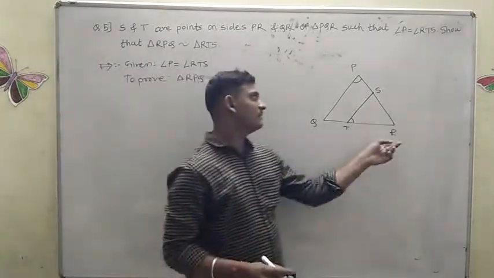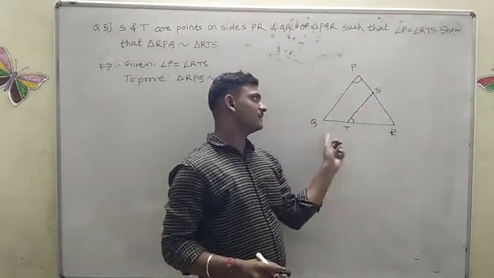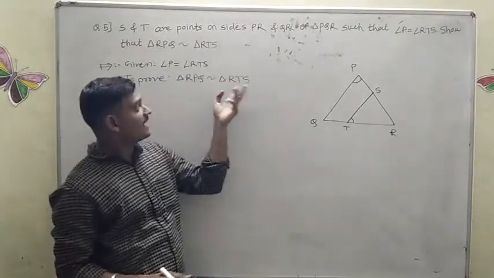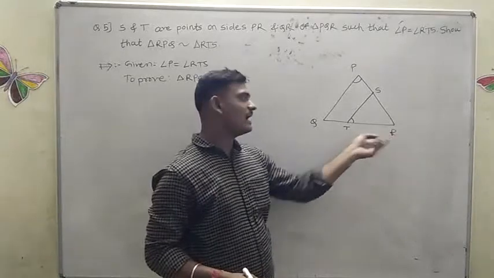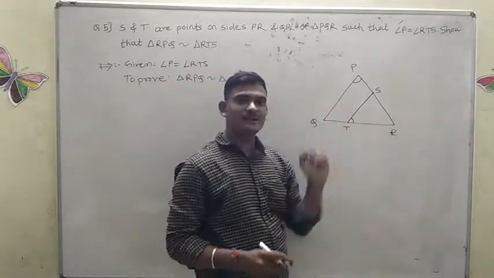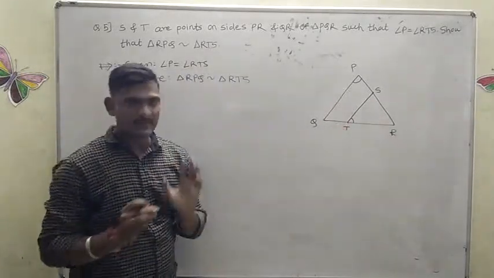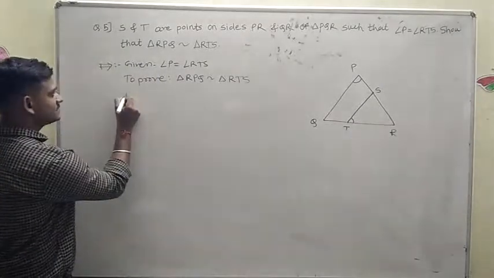RPQ means which triangle? This bigger triangle. This is RPQ. And which triangle? RTS is similar to triangle RTS. These two triangles, the bigger one and the smaller one, these two triangles are similar. We have to show here. Now, see here in a proof.